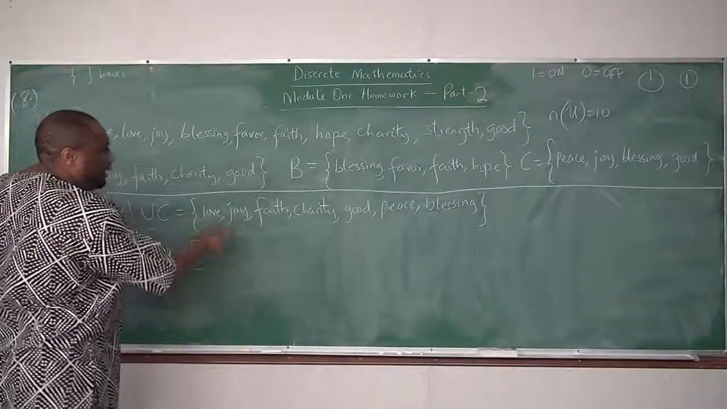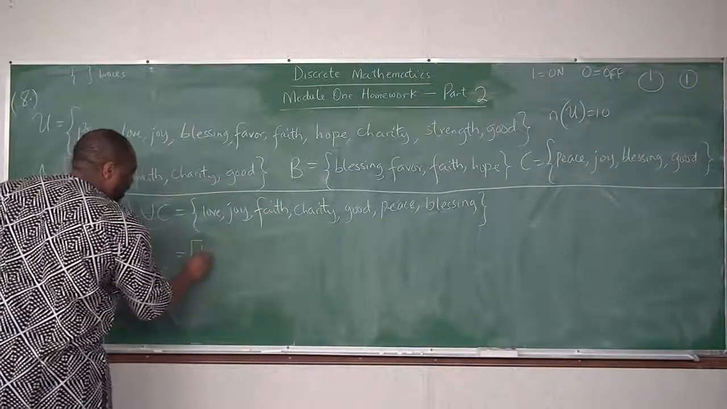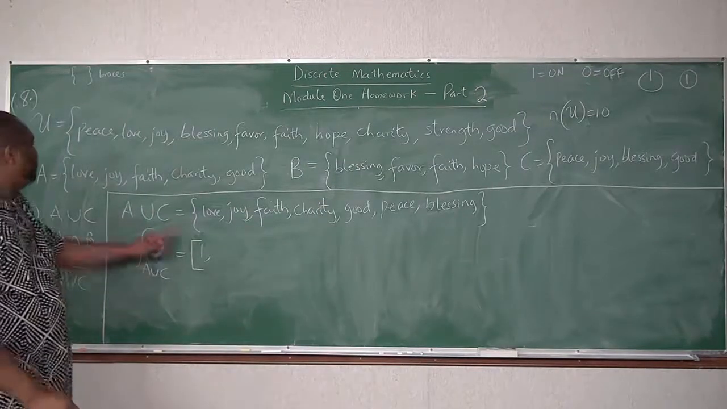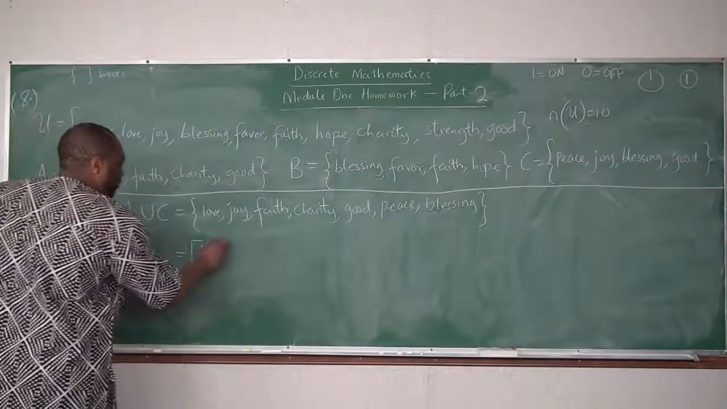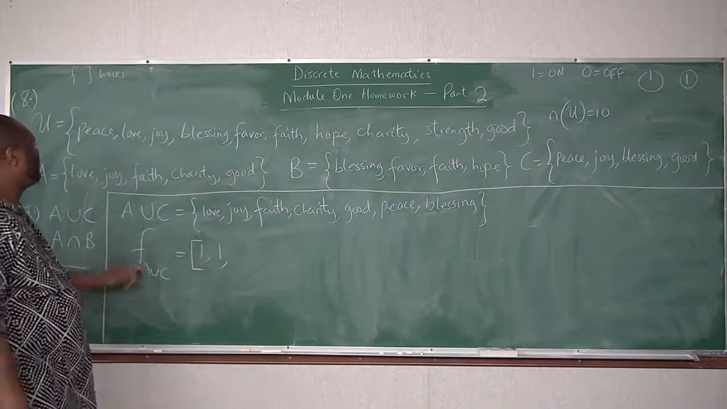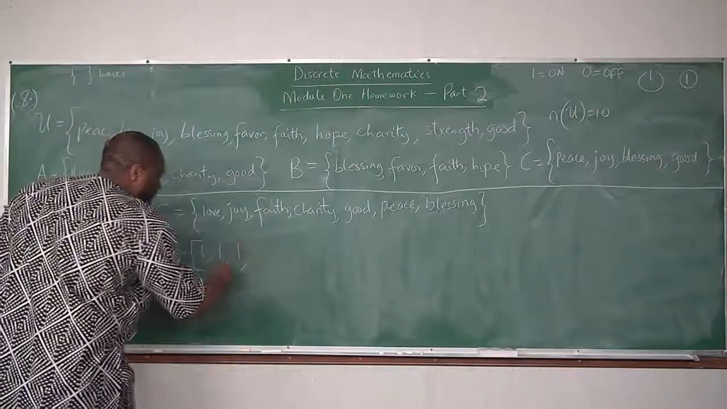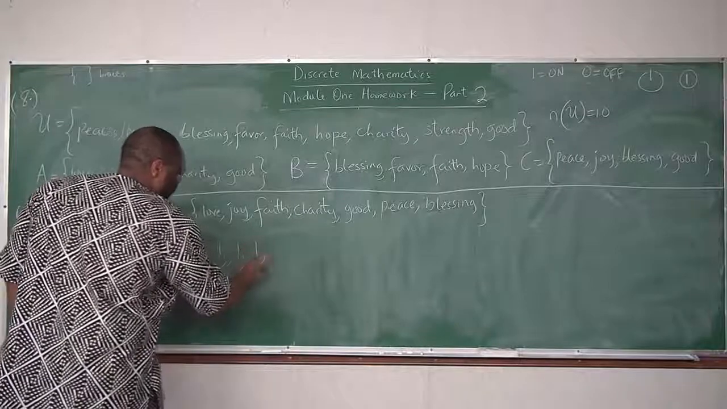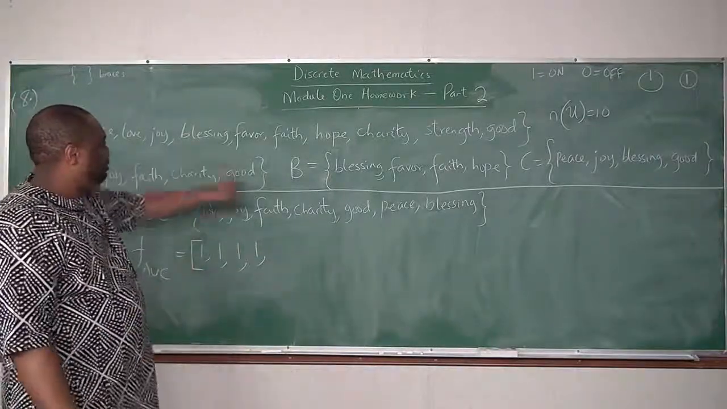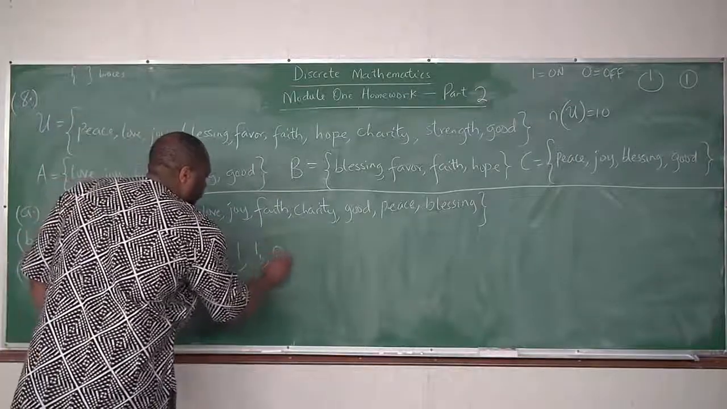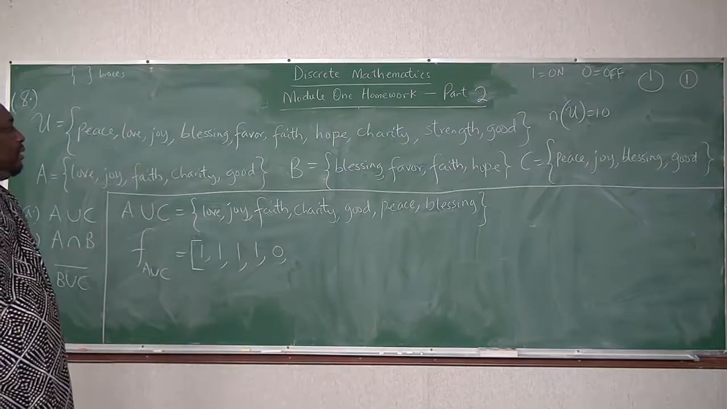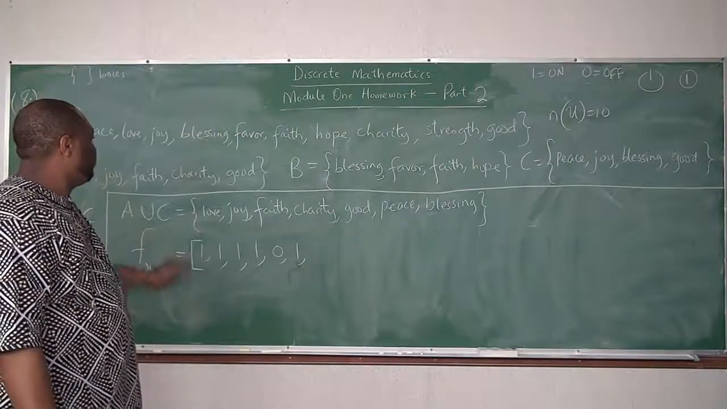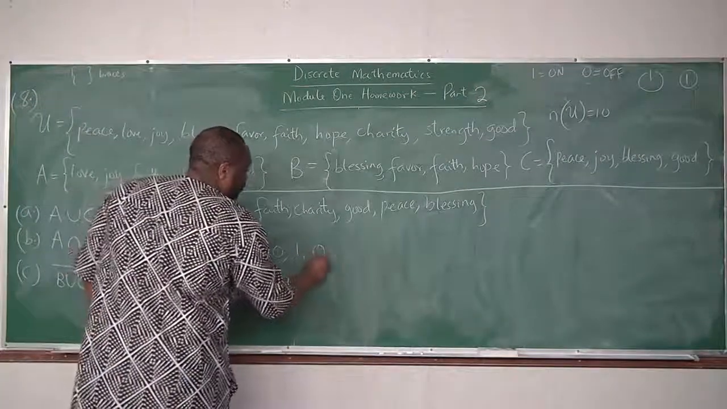Okay, peace. Is peace here? Yes, peace is here. I write 1, comma. Love. Is love here? Yes, I write 1, comma. Joy is here. I write 1, comma. Blessing is here, 1, comma. Favor is not here. I write 0, comma. Faith, I write 1, comma. Hope is not here. I write 0, comma.